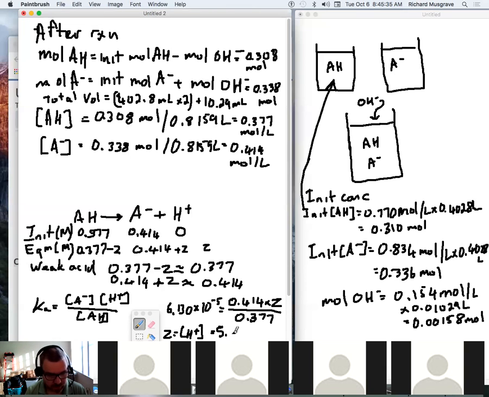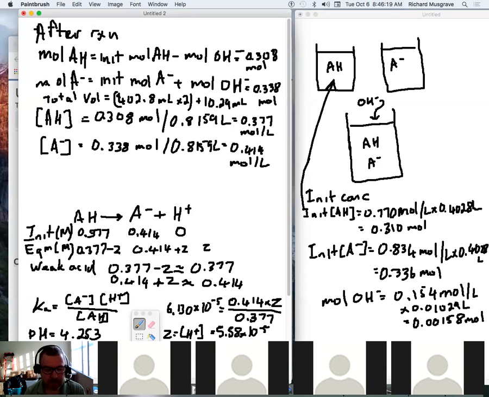I get 5.58 times 10 to the negative 5. And the pH of that, take the negative log, I get 4.253 as being the pH. And that would be the final answer. It's a long road to get there, and I think you really have to understand what you're doing in order to be successful with this problem. But that's what has to be done.